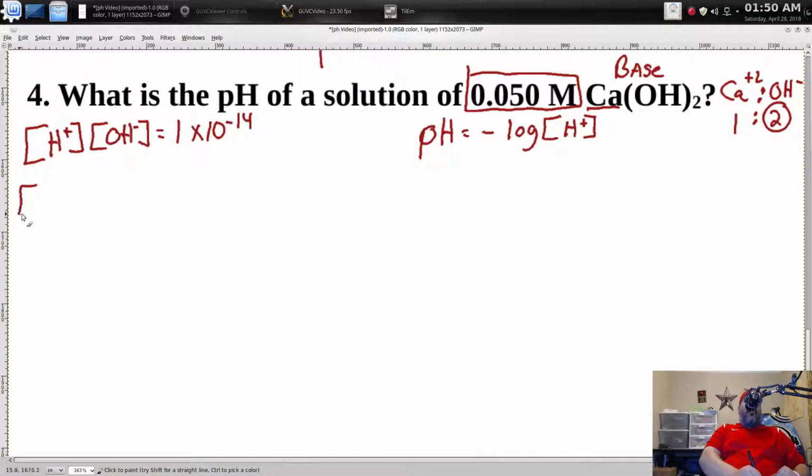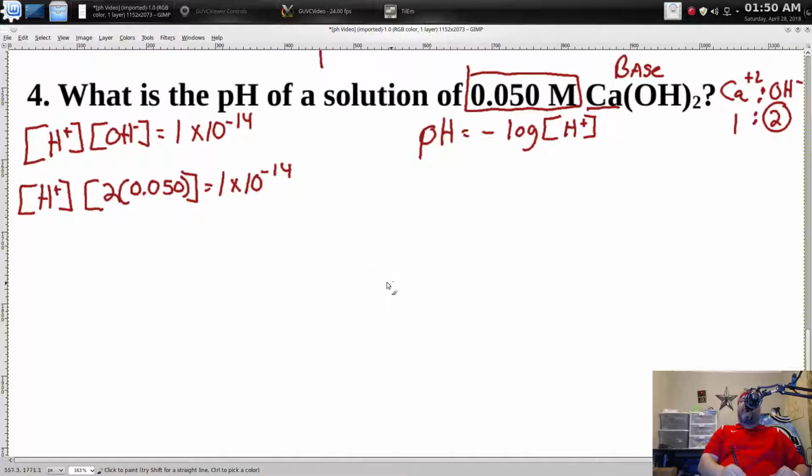We know we are looking for the hydrogen ion concentration. We also know that we have 2 hydroxide ions, and we know that the concentration of the hydroxide ion is 2 times the original concentration value given in the problem, which is 2 times 0.50. Close parentheses and then close our bracket. Equals 1 times 10 to the negative 14.